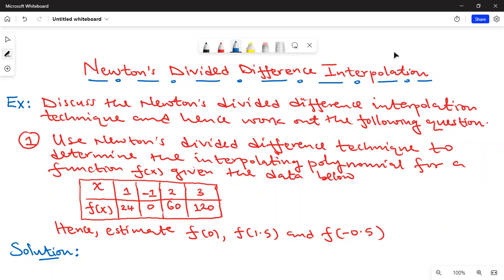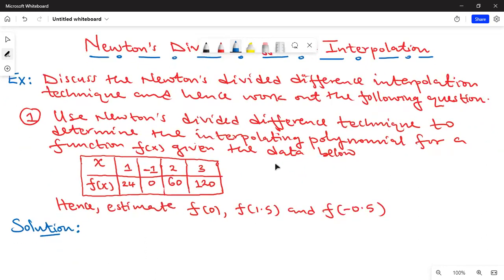Number one, use Newton's divided difference technique to determine the interpolating polynomial for a function f of x given the data below. So we have the table of x versus f of x. Hence, estimate the values of f of 0, f of 1.5, and f of 0.5.